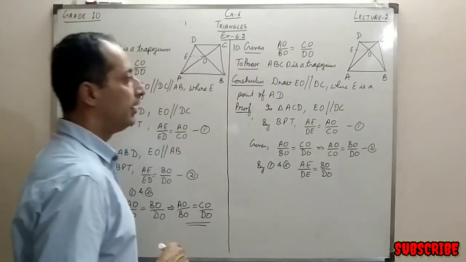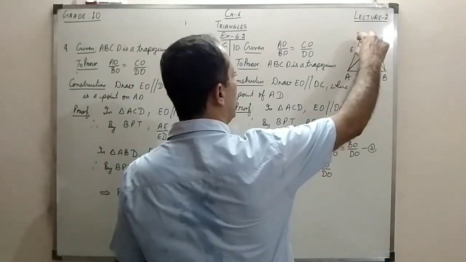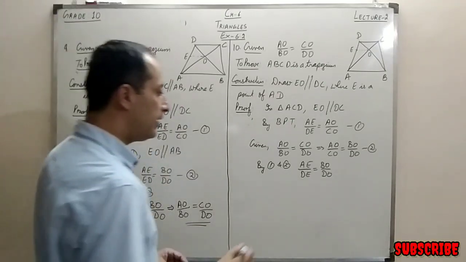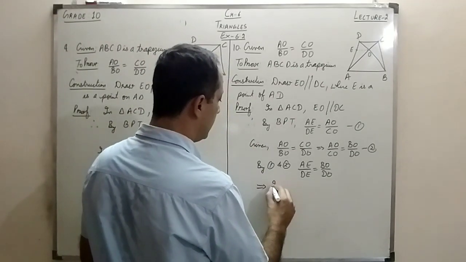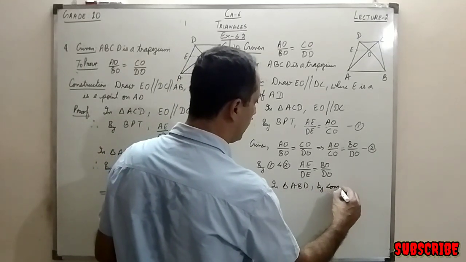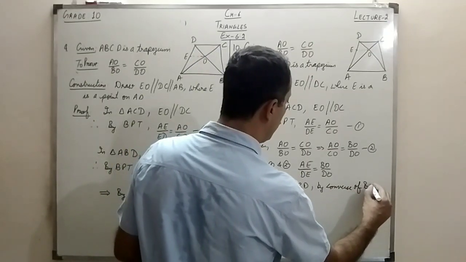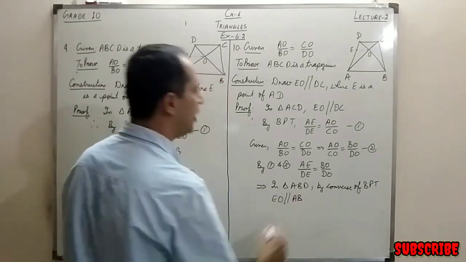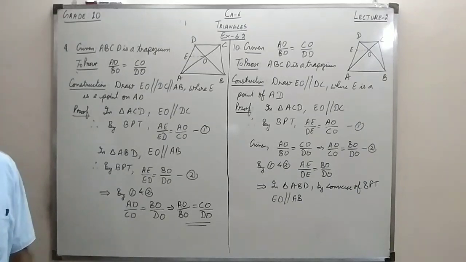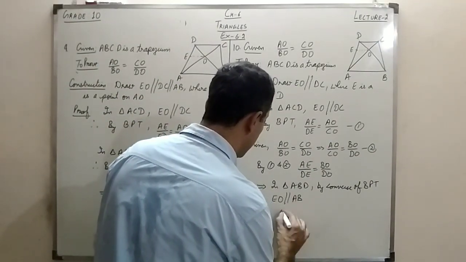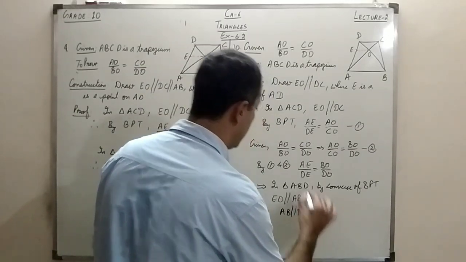Now if we see this, this is AE by DE and this is BO by DO. This comes in triangle ABD, right? So this means in triangle ABD, by converse of BPT, EO is parallel to AB, right? EO is parallel to AB. What else? In the beginning we have taken that EO is parallel to DC. This was our construction. So we can say this means AB is parallel to DC.